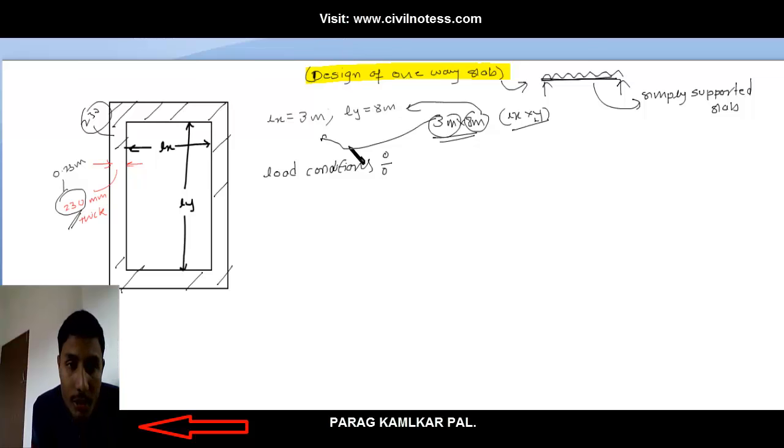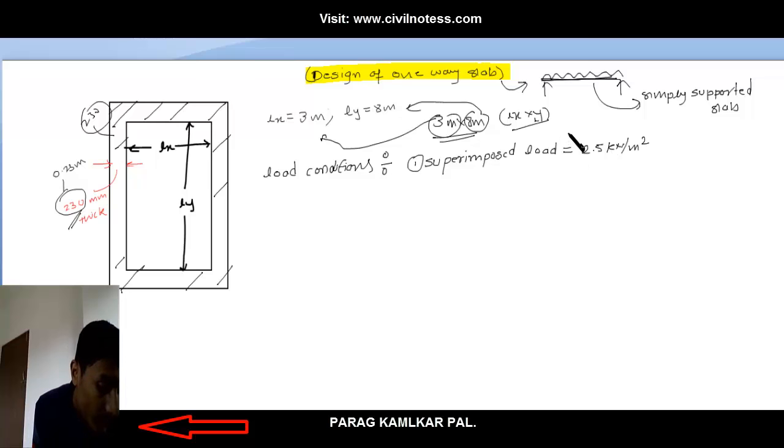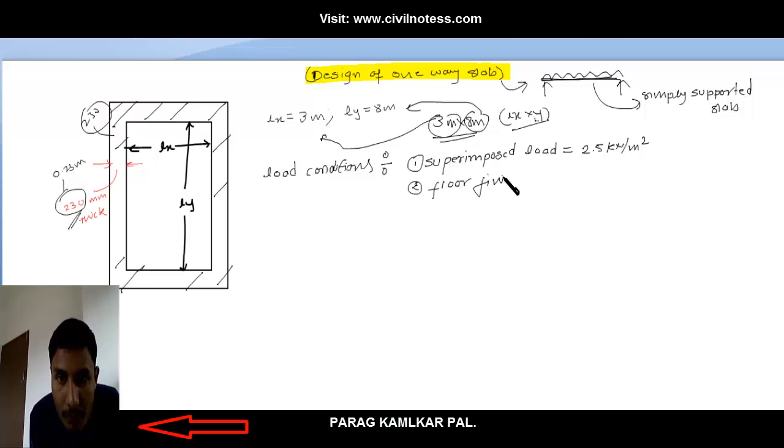So what loads are there? The first load is the superimposed load, which is 2.5 kilonewton per meter square. Second is the floor finish, with a load of 0.5 kilonewton per meter square.